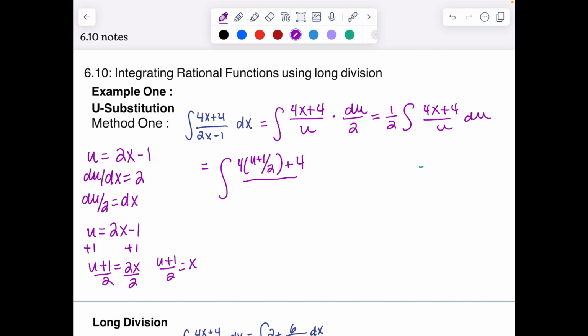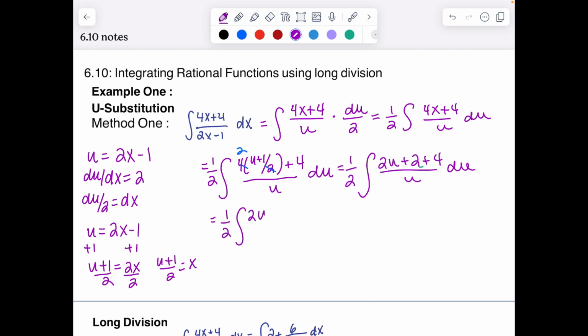And for u, can't forget about my 1/2 out in front. And then I'm just going to clean it up as much as I can before I actually take the antiderivative. So to do that, these cancel out and that becomes a 2, so I'll have 2u plus 2 plus 4 on the numerator. I'm going to keep going. 2u plus 6 over u du. I'm going to stop there real quick. Just going to take a second and check my work. Everything looks good to me.